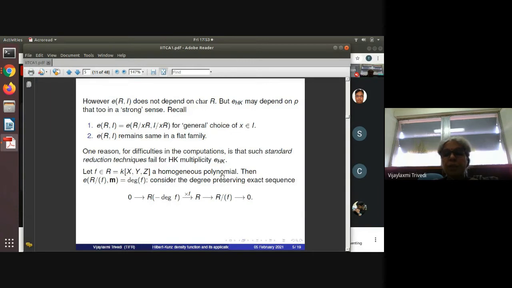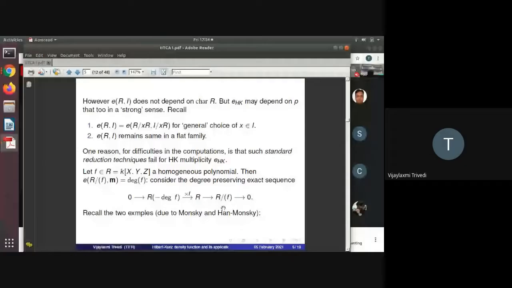It's very easy to check, because to compute E of this ring, you need to check only the length of each graded component of this ring, which can be computed by a short exact sequence: you take R, multiply by F, and send it to R. This is degree preserving. So the length in degree n is the number of degree n monomials of R minus the number of monomials of degree n minus degree F. This will give the leading coefficient of the whole calculation, given by the degree of F. So this is very easy as far as the usual multiplicity is concerned.